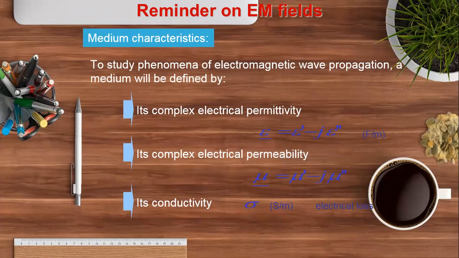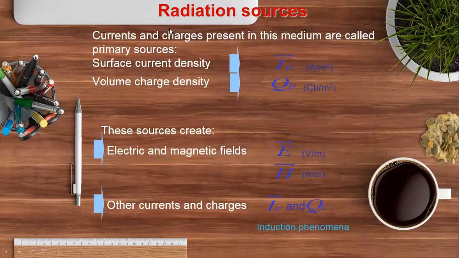In such a case, we know the basic concept: epsilon, if we write it in terms of real and imaginary parts, is epsilon dash minus j epsilon double dash. You can find mu is equal to mu dash minus j mu double dash. Likewise, you can easily find the complex electrical permittivity, permeability and the conductivity sigma also, for studying the electromagnetic propagation of the medium or the radiation.